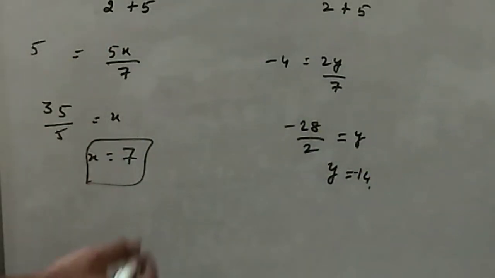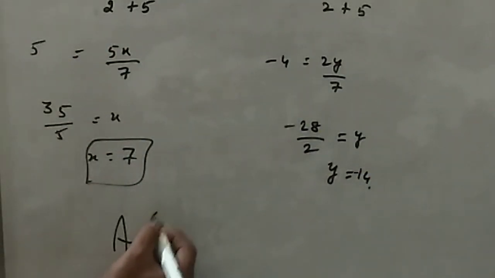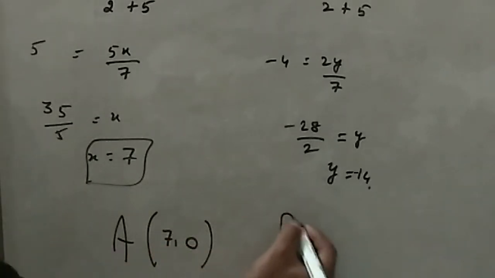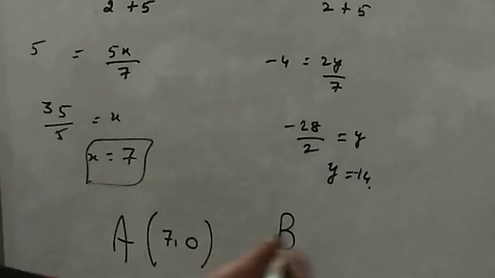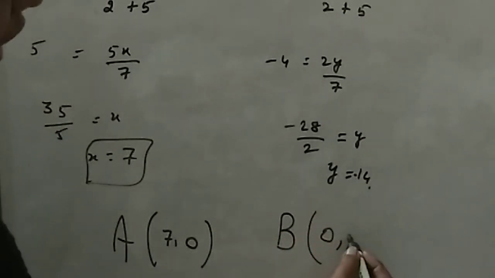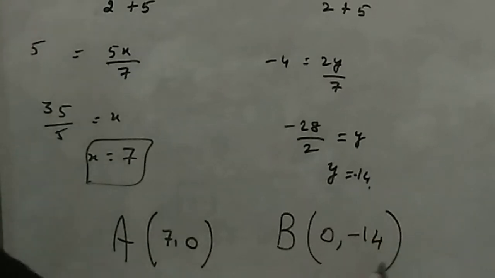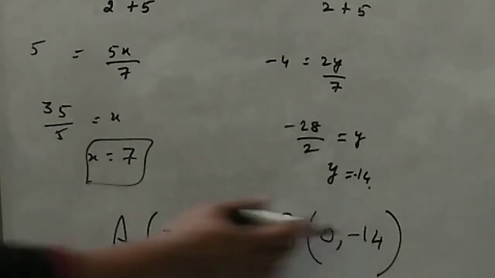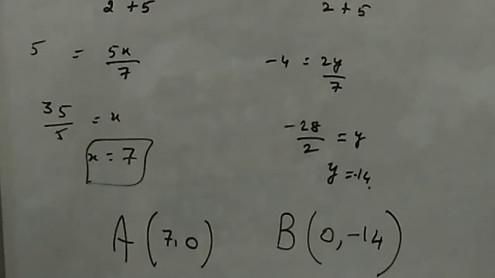Now you have to write the coordinates. Coordinates of A are (7, 0) and coordinates of B are (0, -14). Minus 28 divided by 2, you will get -14. So B is (0, -14). Clear? This is the answer.